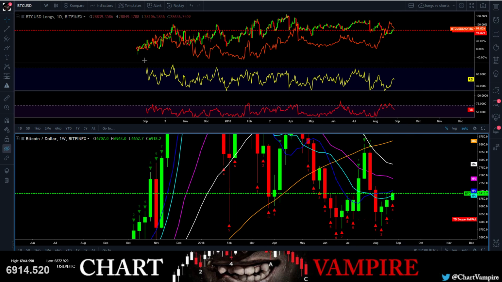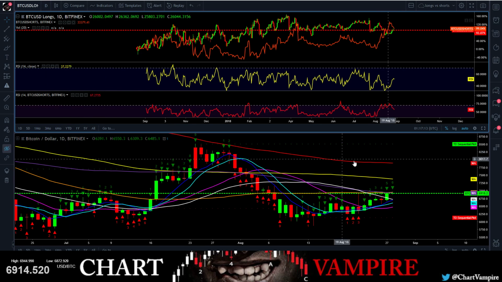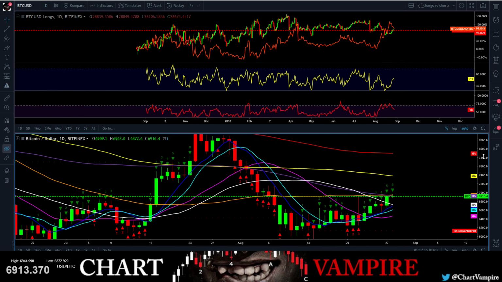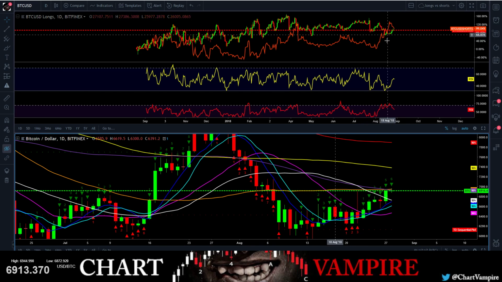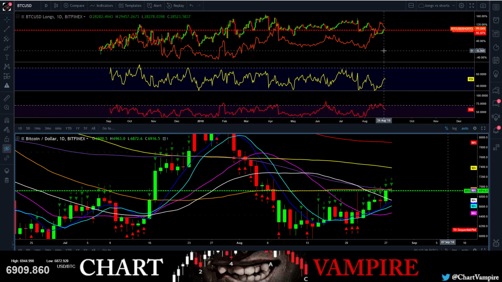Now I do have this on the 1 week. Let me pull this down to the day. There we go, so they're both on the day right now. Your longs have not got back anywhere near the danger zone. The danger zone's still way up there. The shorts have completely fallen out of the danger zone. So you're actually looking pretty safe both ways. There's no danger of being in either position, long or short, here at all.